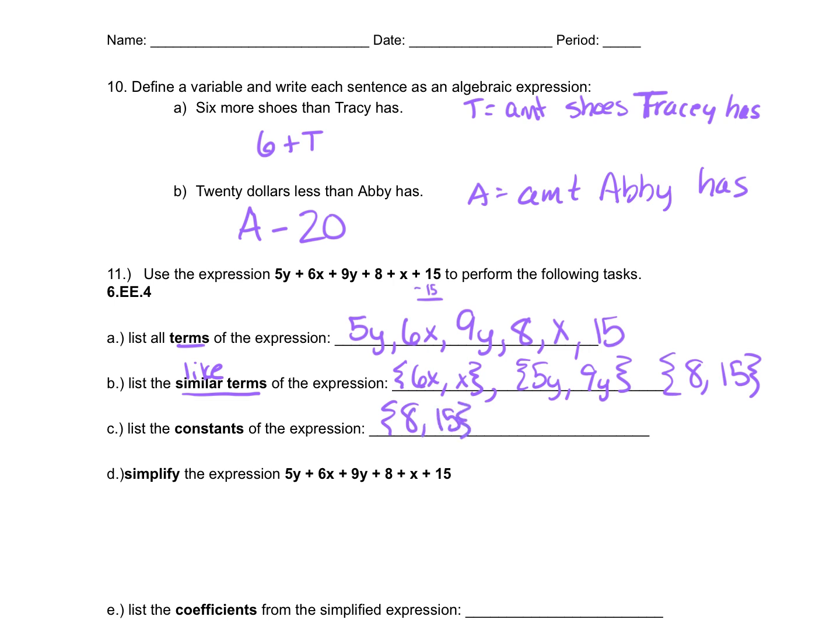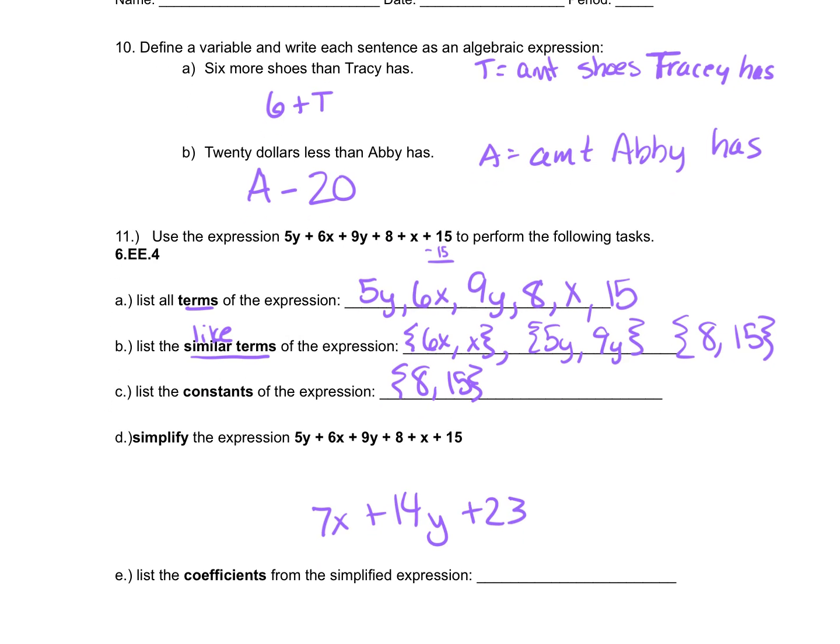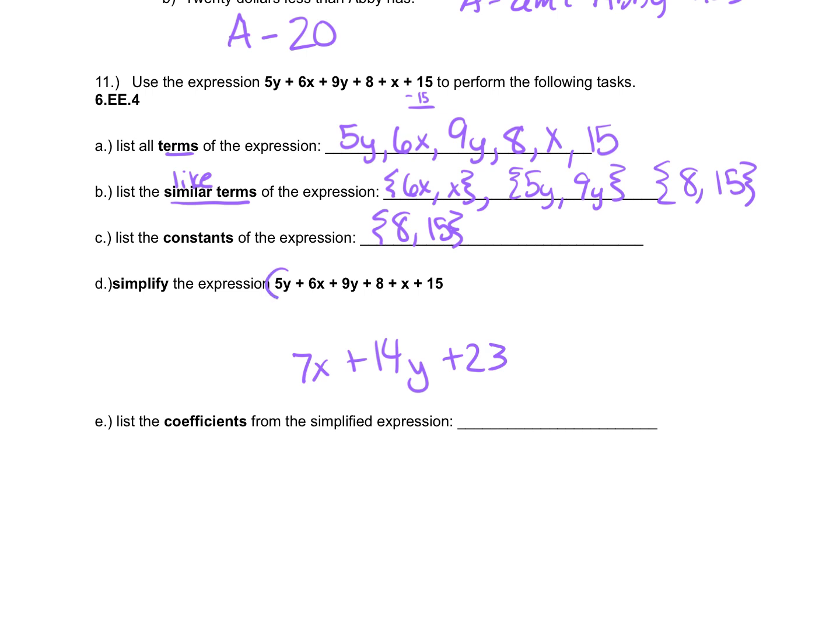To simplify, you should have gotten an answer of 7x plus 14y plus 23. You would combine your x's and your y's. So 5y plus 9y is 14y, and then 6x plus x is 7x. And then you have plus 8 and 15, and that's 23. The coefficients are the numbers that are in front of the variables or being multiplied by the variables. So you have 7 and 14.